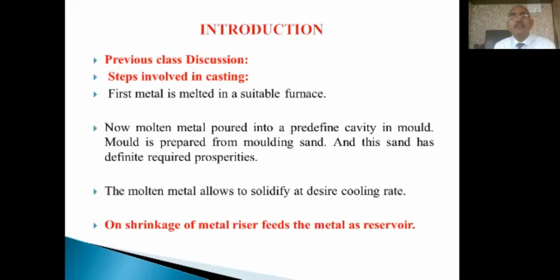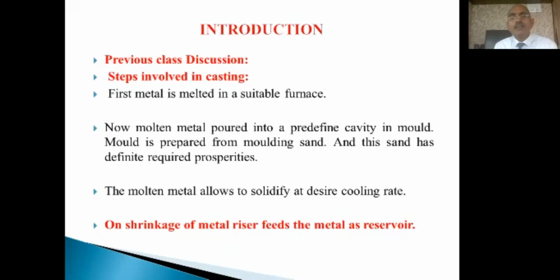First is the metal is to be melted in the furnace. Second is molten metal is to be poured with the help of ladle to the mold cavity. Then third one is this molten metal is allowed to solidify. Some time is given to solidify. But during solidification, generally metal will shrink. And once metal will shrink, now what will happen? This we discussed in the last class.